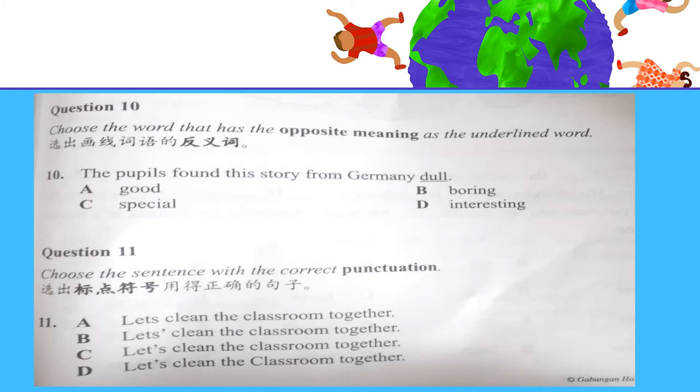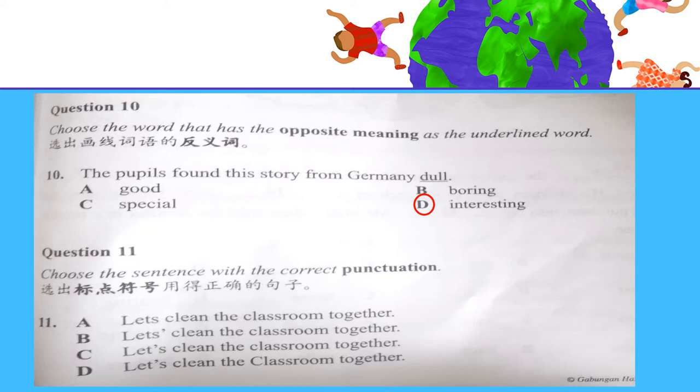Number 10. The pupils found the story from Germany dull. Okay, here, look at the instruction. Choose the word that has the opposite meaning. The same meaning as dull is boring. So the opposite meaning is interesting. Okay, and then the punctuation.